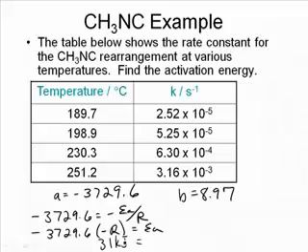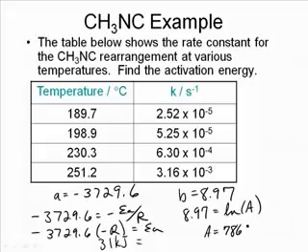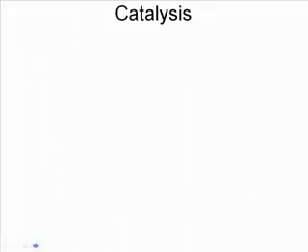And then if we needed the frequency factor, the intercept is equal to the natural log of the frequency factor. So we do the inverse natural log of 8.97. We get a frequency factor of 7.863.